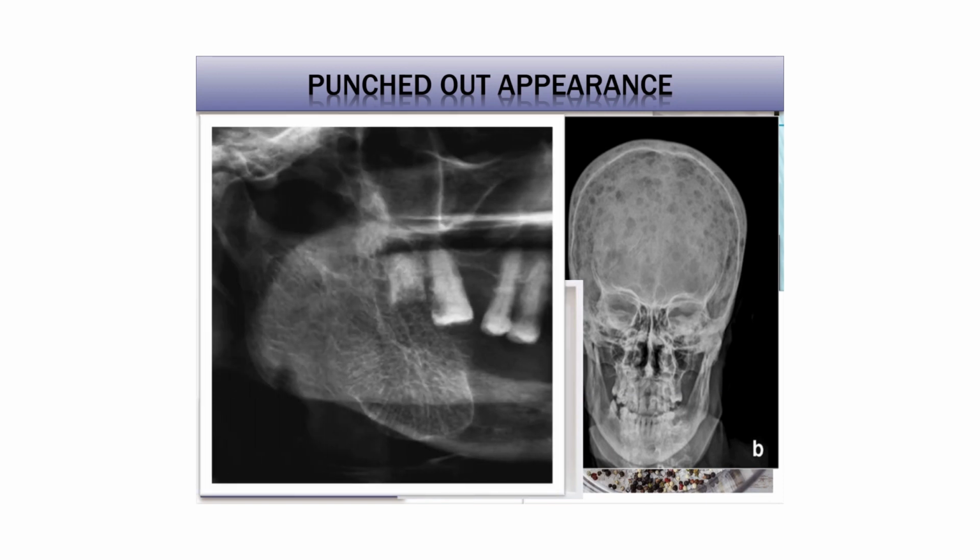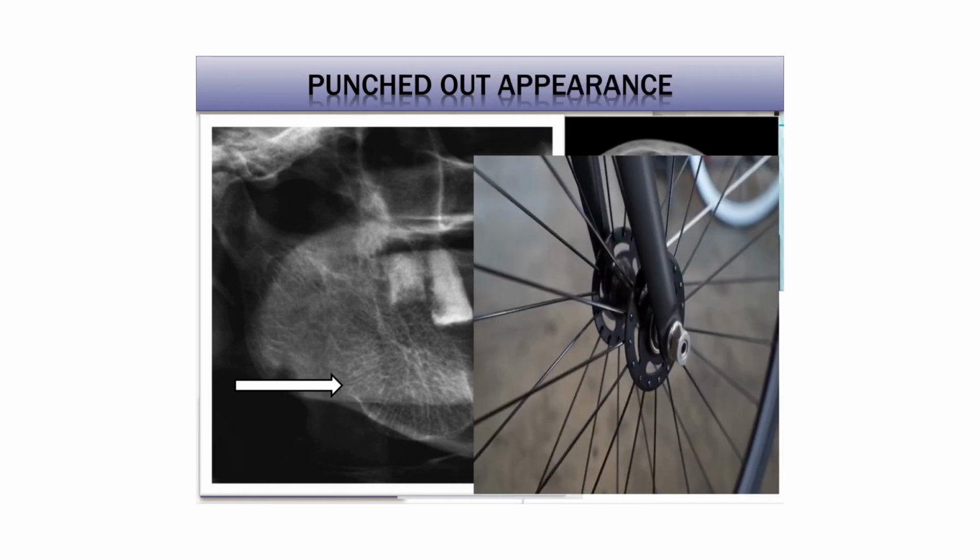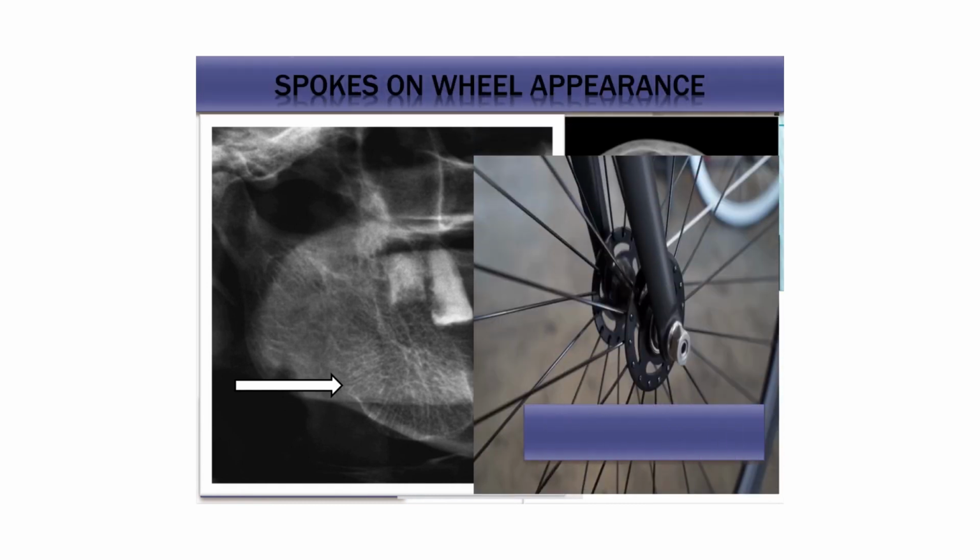Some lesions may also show trabecular thickening and each oriented in a circular manner, giving a spokes on wheel appearance. The lesions are mostly osteoclastic and have sharp margins. This is seen in cavernous hemangioma.